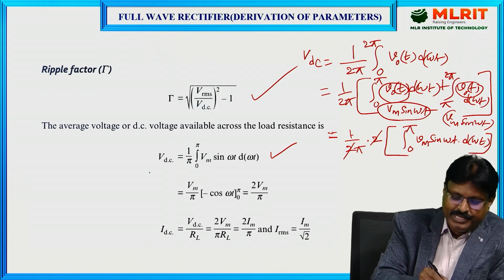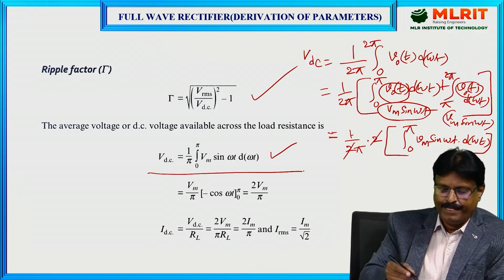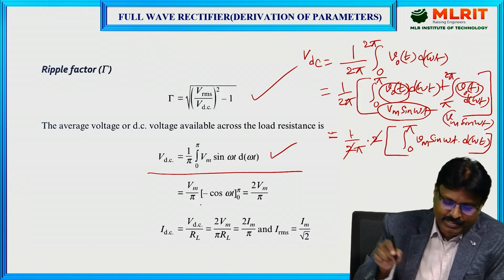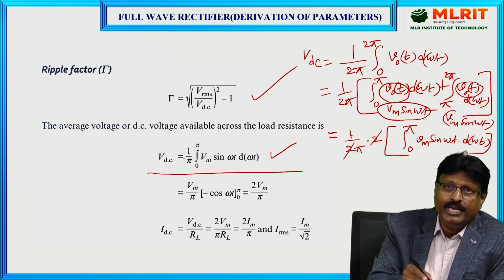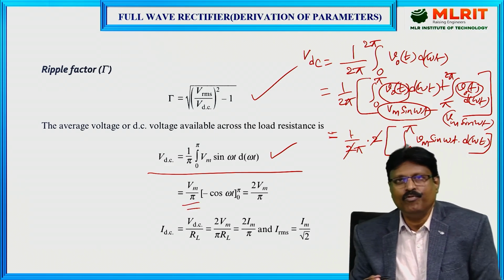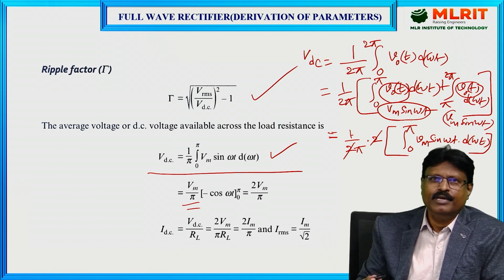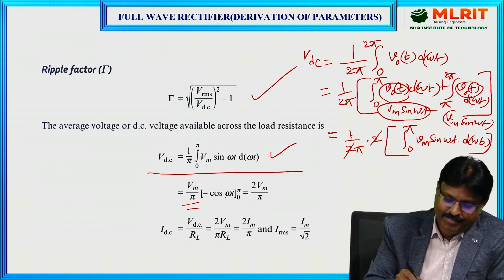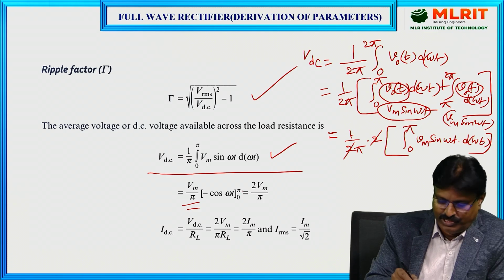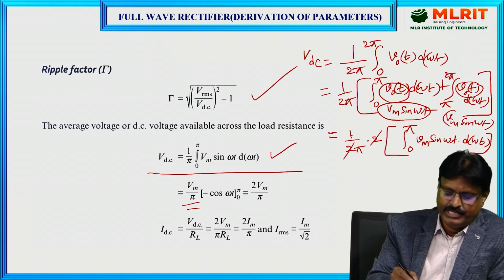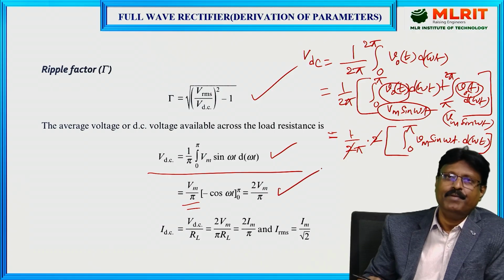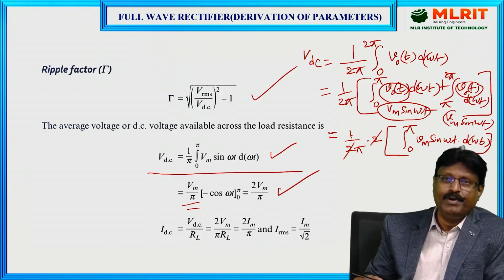So finally Vdc is equal to 1 by pi integral 0 to pi Vm sin omega t d of omega t. If you take Vm outside, Vm by pi, and the integral of sin omega t d of omega t will be minus cos omega t. Whenever you apply the limits of integration, cos pi means minus 1 and cos 0 means 1. So if you go through the calculations, you will get 2 Vm by pi. So Vdc is equal to 2 Vm by pi.